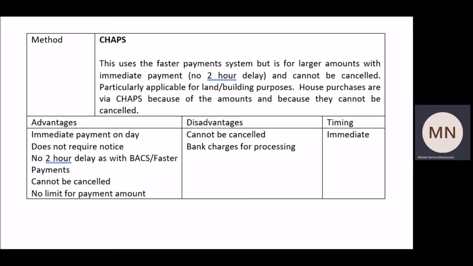But what happens if we have a payment that goes over the faster payments limit that the bank sets in there? Well, we're going to go into CHAPS, and CHAPS is still going to use the faster payment system, but it's going to be for large amounts. It's an immediate payment, so there's no 2 hour delay, but it cannot be cancelled, so it's paid. Now, CHAPS is very much used for larger purchases or land and buildings. Larger purchases because it's gone over the faster payment system.